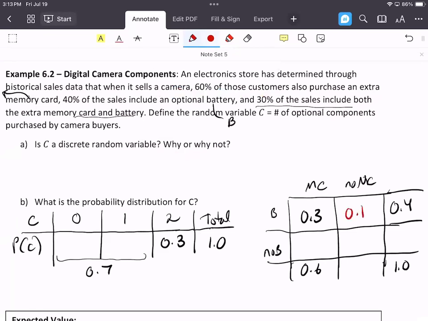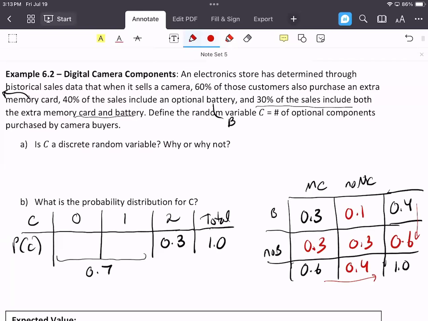So I need to put 0.1 here to get to 0.4. This has to be 0.6 because when I add down, I need to get to 1. This has to be 0.4 here because this has to total to 1. And this has to be 0.3. And so forth. This has to also be 0.3. So a lot of 0.3s here. And I'll be very careful when I reference which one I'm using.